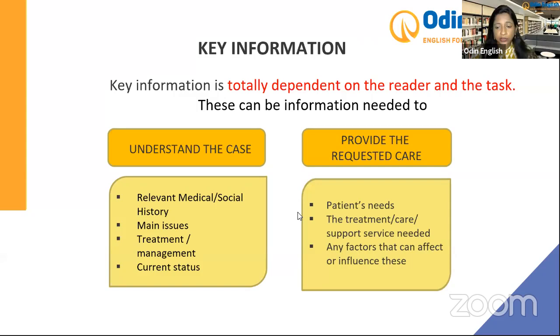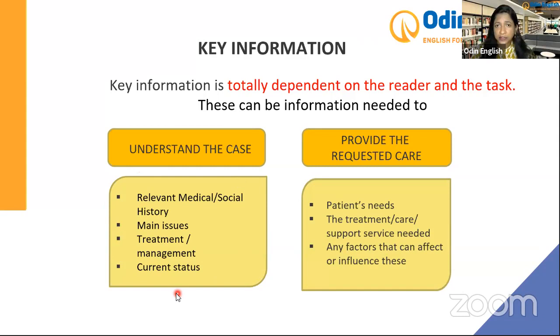You just have to look at these two boxes, and you have to always remember that it always depends upon the reader and the task. So you have to look at two things. One set of information is the information that is needed to understand the case or to understand the patient, the patient's main issue, the treatment given for that, any other underlying issues, any other associated issues, and any other history the patient has, which is relevant.